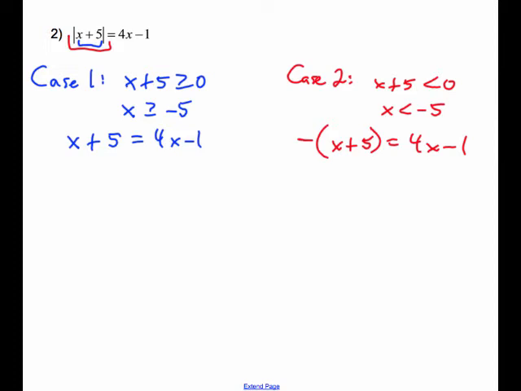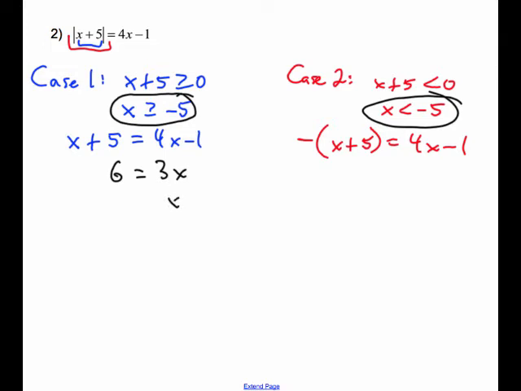And when we get our solution, we have to make sure that our solution is in the indicated interval that we're using. So I'm going to get 6 equals 3x, and so I'm going to get x equals 2. And is 2 greater than, if I go back up here, 2 greater than or equal to negative 5? Yes, it is, so that should be a valid solution. In case 2, I'm going to solve.